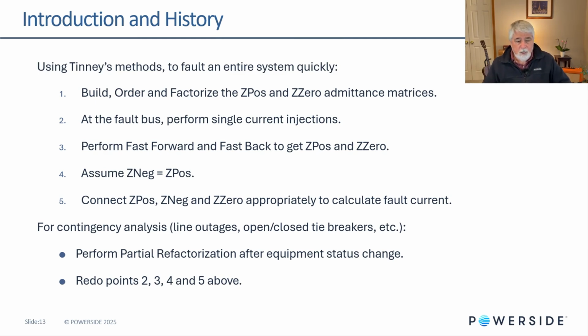Now, if you want contingency analysis on top of that, for line outages or open and closed breakers or just a series of network changes, all you have to do is perform a partial refactorization after the equipment status change and then redo points 2, 3, 4, and 5. So rinse and repeat. You could just systematically perform hundreds of thousands of short circuit computations in a very short period of time with these methods.